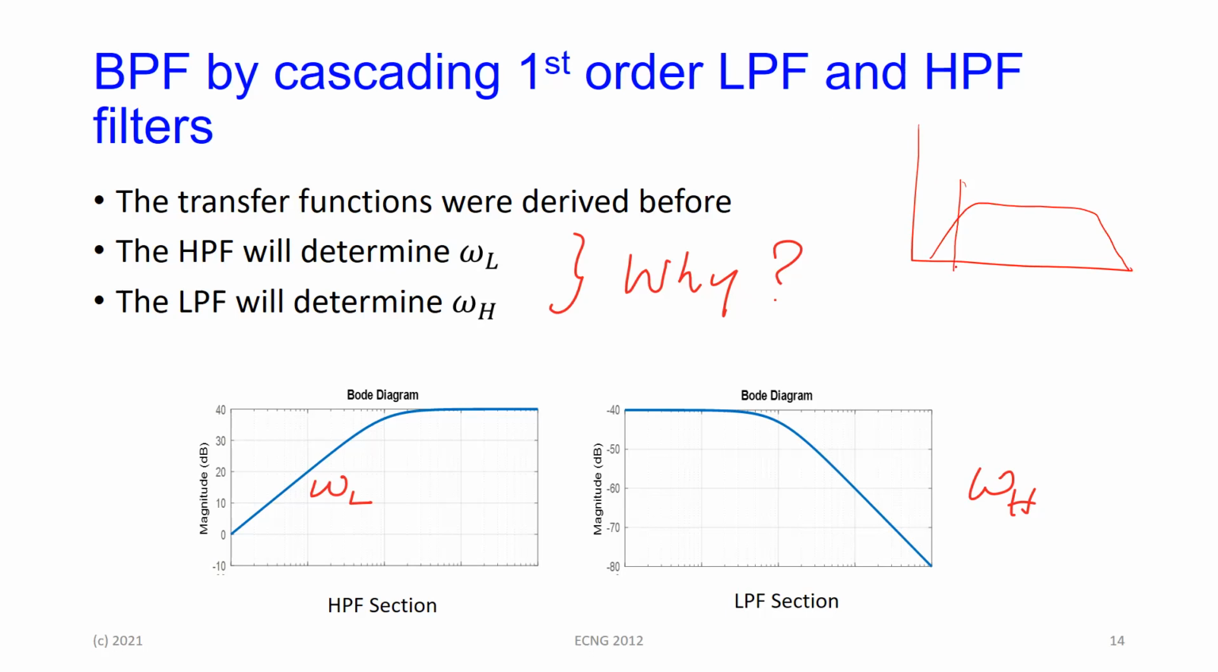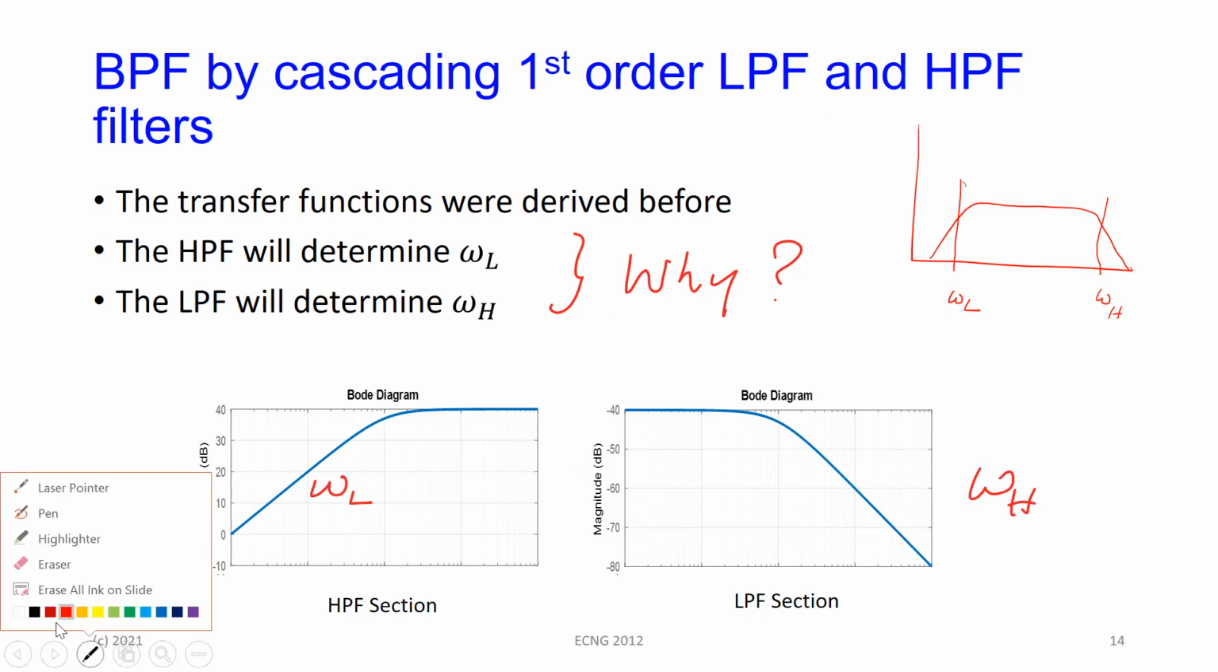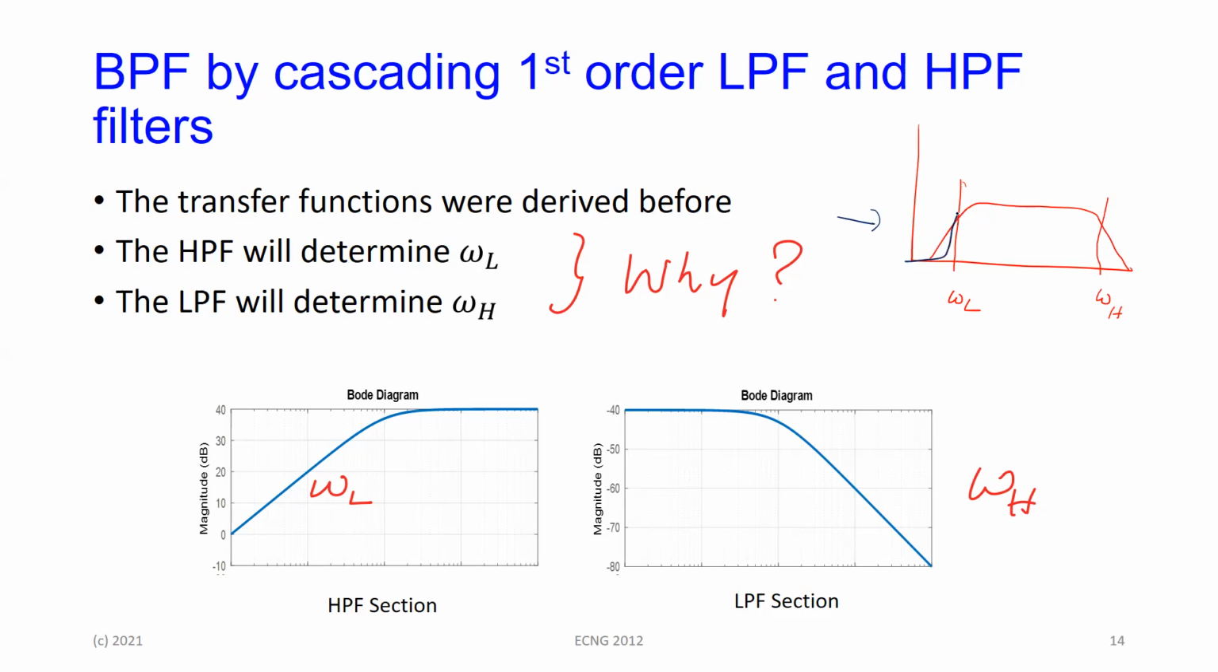This is the lower cutoff frequency here. This is the higher cutoff frequency here. The high pass filter determines omega L. Why? Because look at the shape of the characteristic. A high pass filter passes everything above a particular frequency. So the signal is coming in here. The high pass filter will reject everything until its cutoff frequency is reached and then start to pass. So the high pass filter determines the lower cutoff frequency for the bandpass.